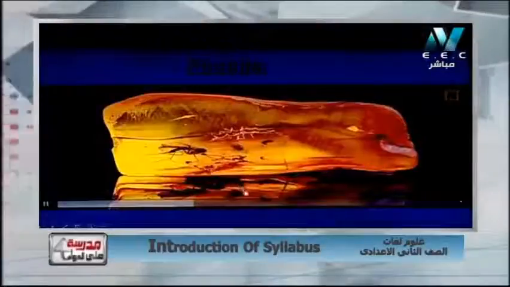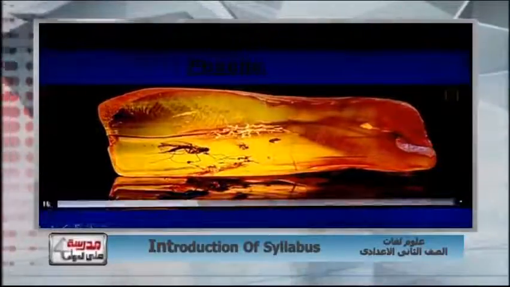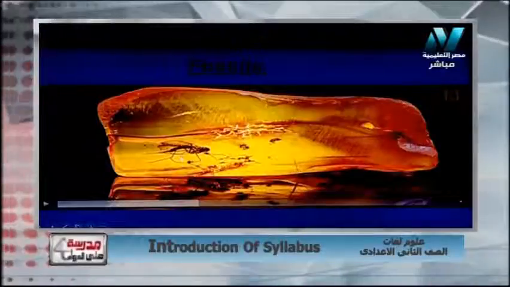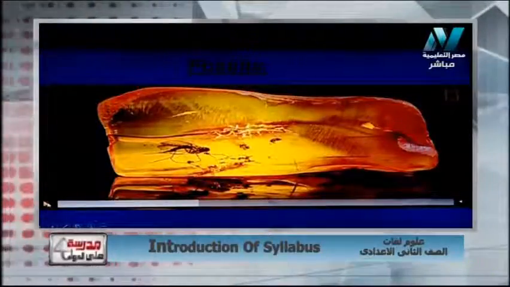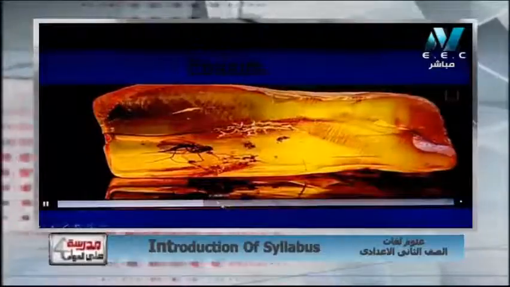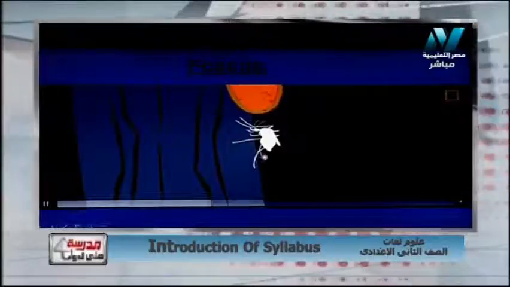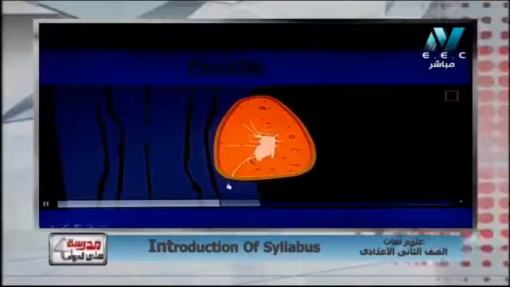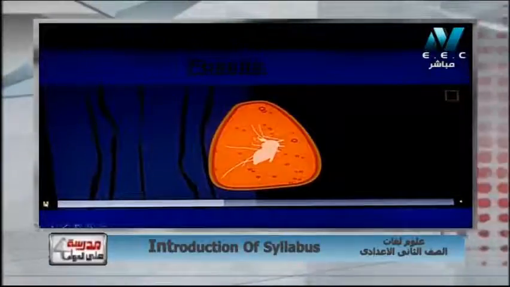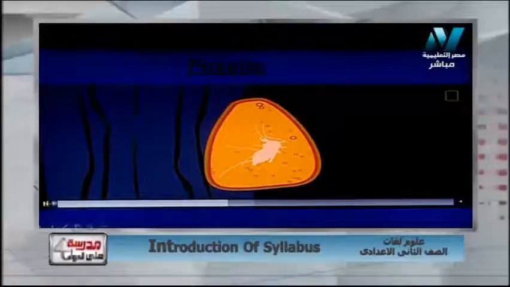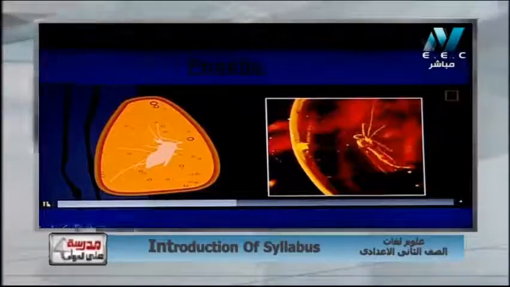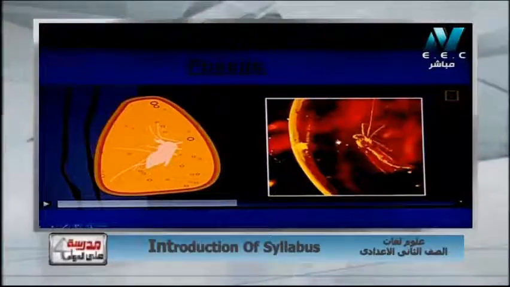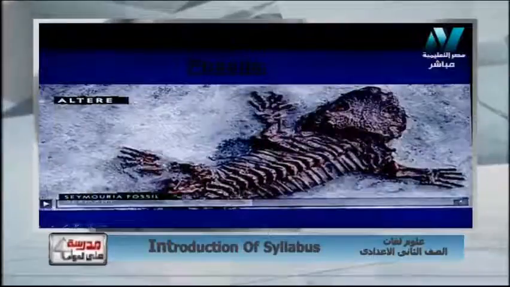Fossils of some animals, fossils of some insects. This fossil is called a complete body fossil. This insect was exposed to and covered by amber, which surrounds the insect from all sides, so the insect doesn't decompose, as we see here inside the amber. This insect is called a fossil, or complete body fossil.